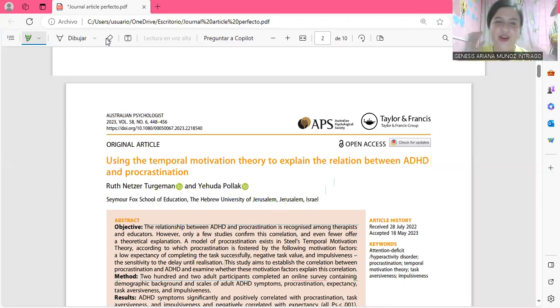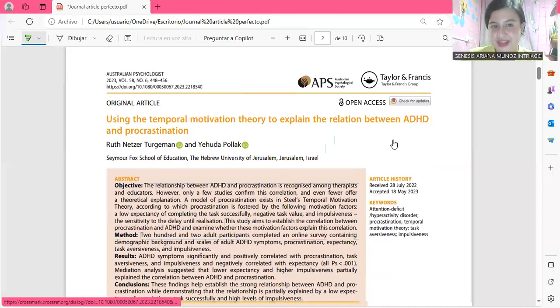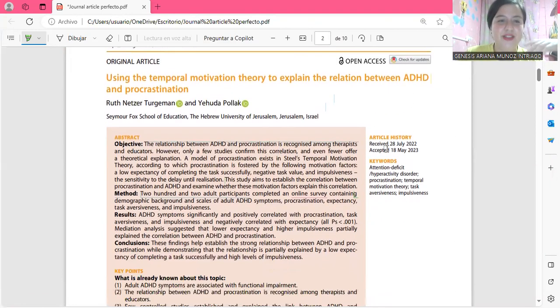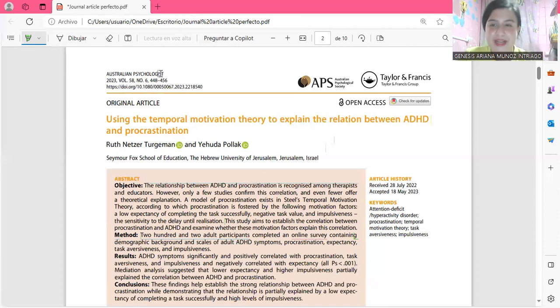Okay. So today I'm here to explain to you the structure of a journal article by using a journal article as an example. Okay. So I'm going to be highlighting all the information that I'm going to describe to you. Okay. So let's start with the preliminary section.